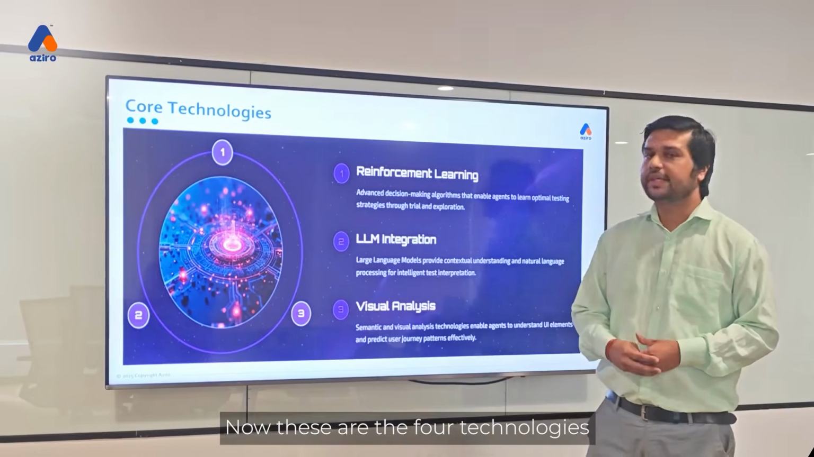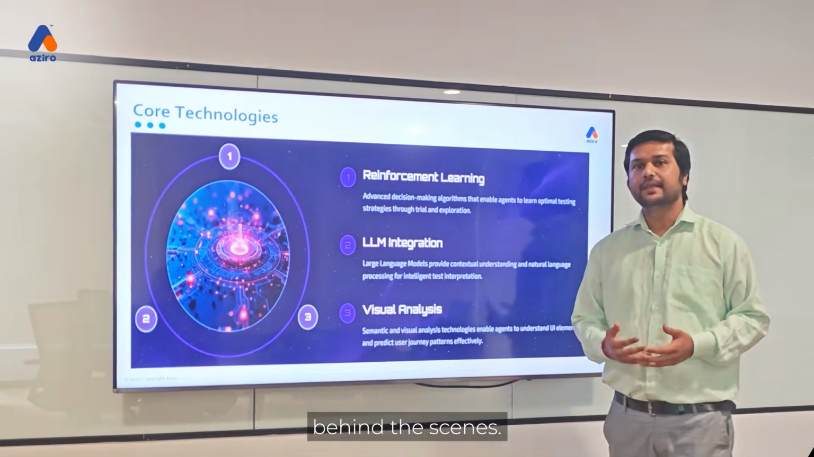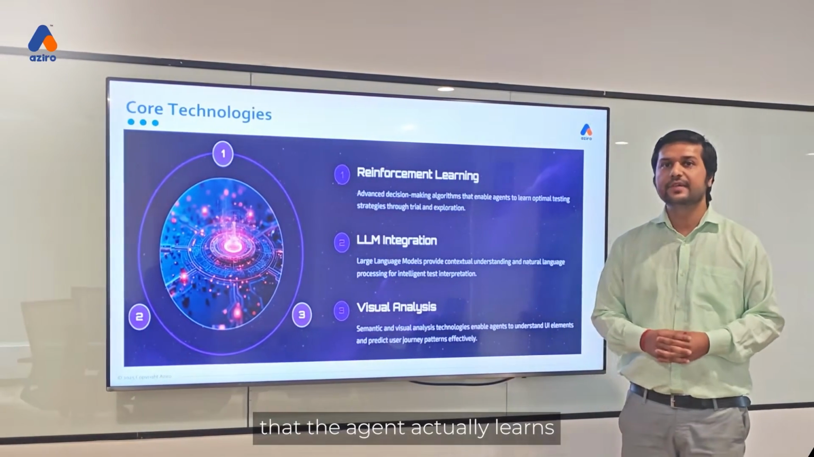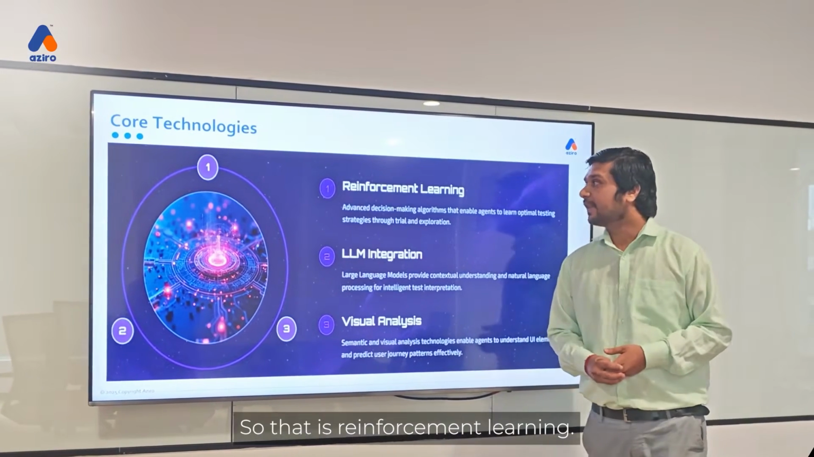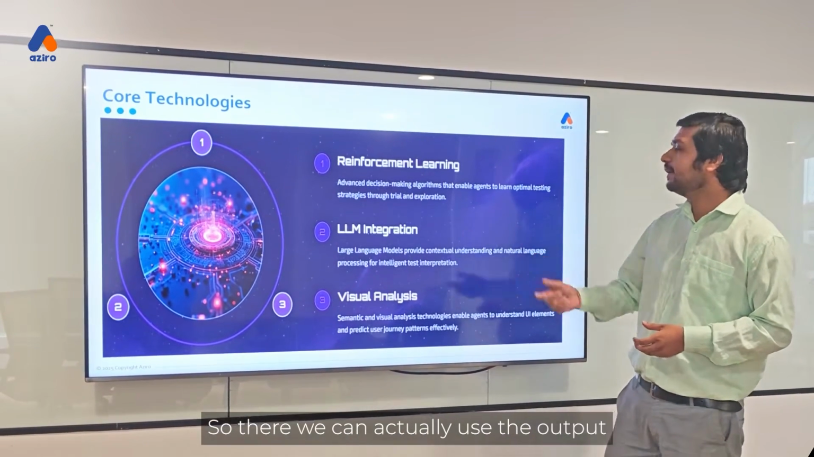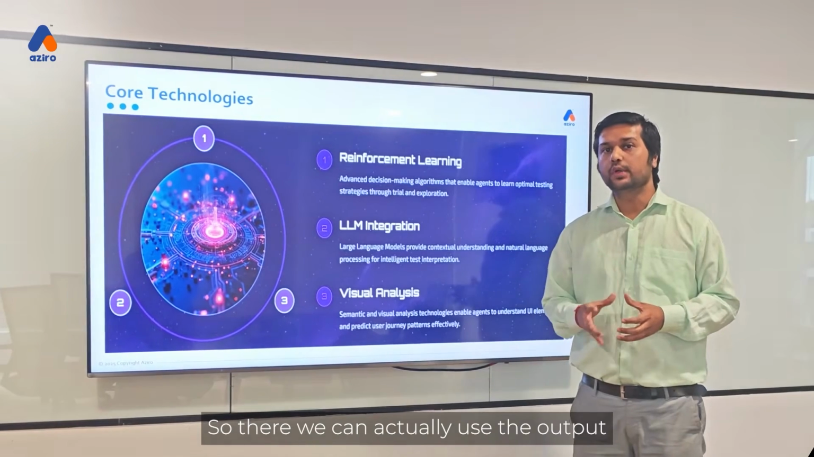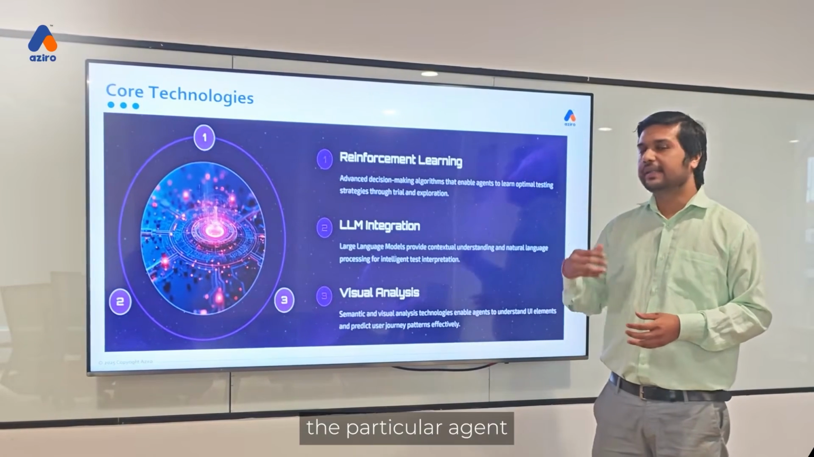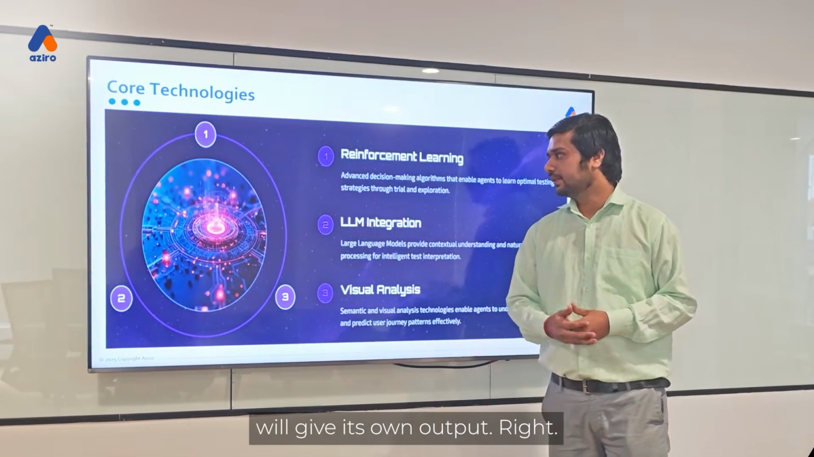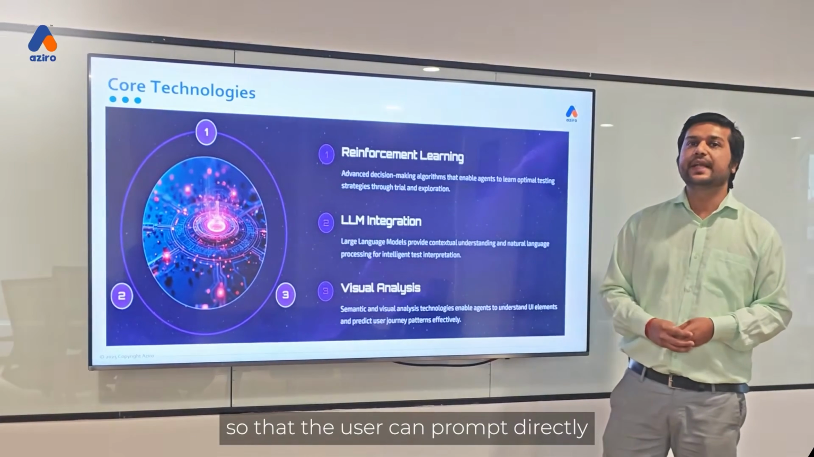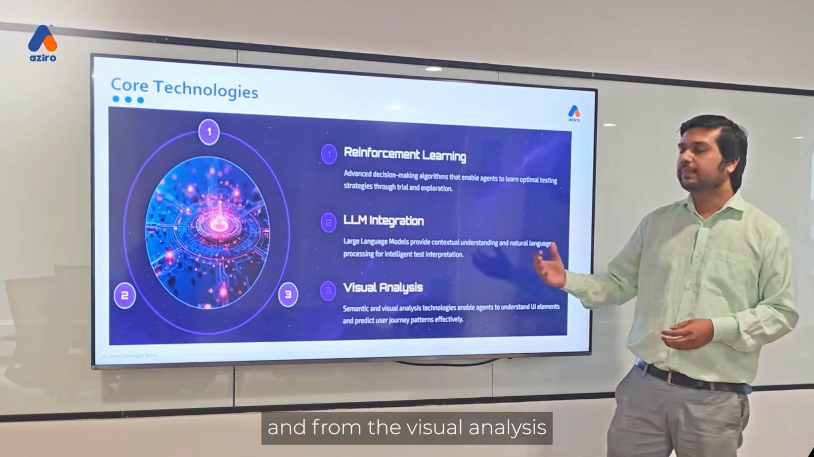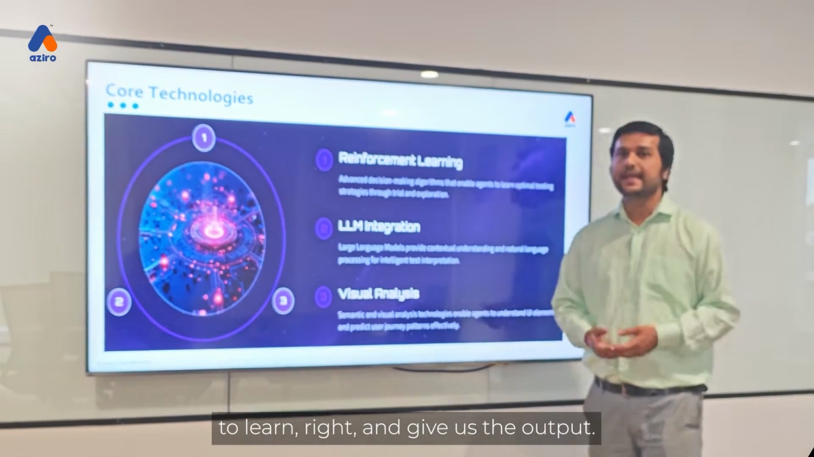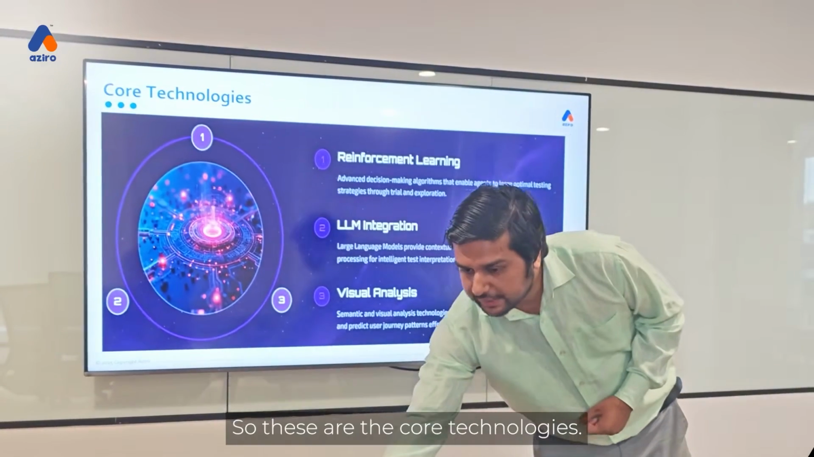Now these are the core technologies present behind the scenes. The first is reinforcement learning. As I showed you, the agent learns from the user feedback, and that is part of reinforcement learning. So we can use the output or the feedback from the user, and on the basis of that the agent will give its own output, right? LLMs are also integrated so that the user can prompt directly, and the agents can also learn from visual analysis or the UI part and give us the output. So these are the core technologies.